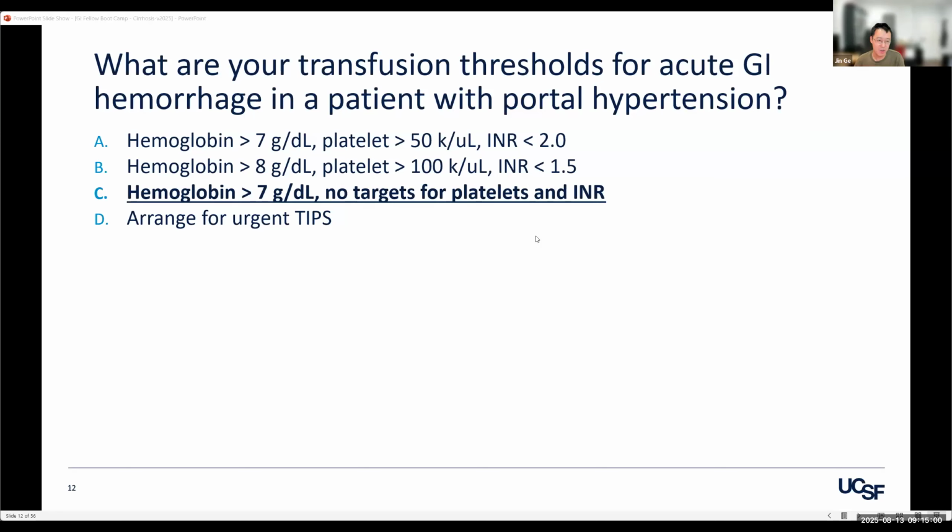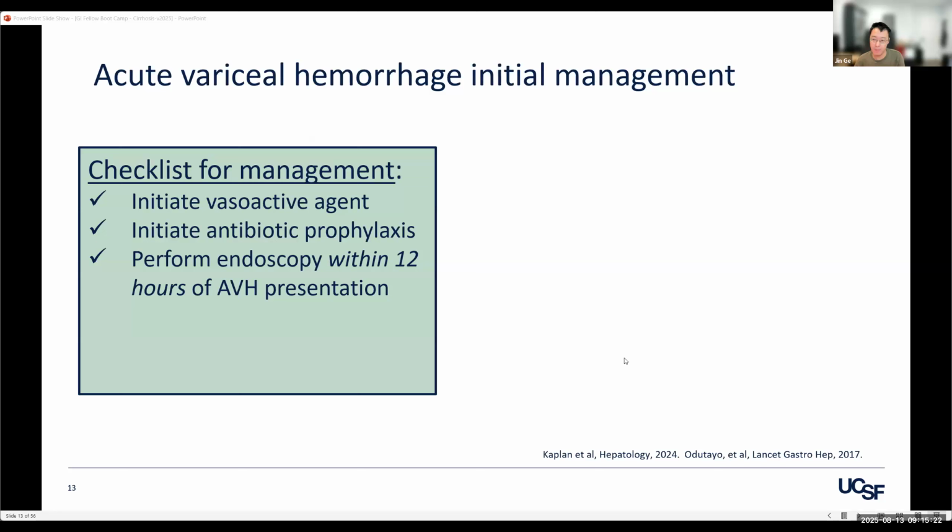It's actually C now. So you just transfuse for hemoglobin. There's actually no targets for platelets and INR. And this is a new update, and this is based on the evolving literature. Now, I would have to say that a lot of this will also depend on who the attending is, and what their preferences are and what their comfort levels are. But officially, if you go to the clinical practice guidelines for the AASLD, C is now the official answer.